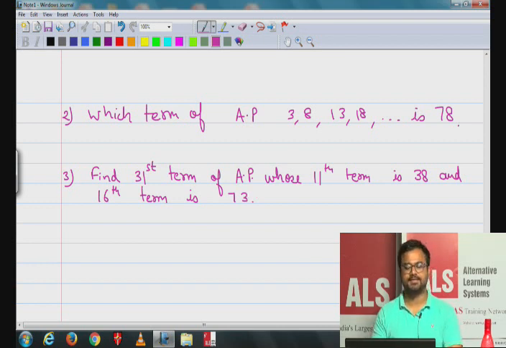Try this one next. Find the 31st term of the AP whose 11th term is 38 and 16th term is 73. What about the answers for question number 2?